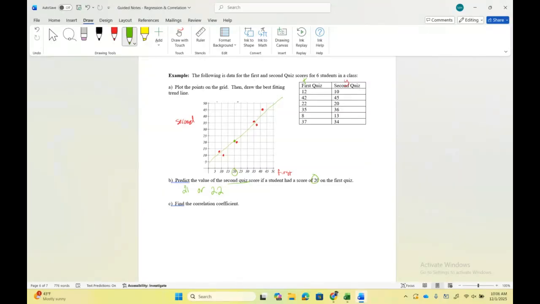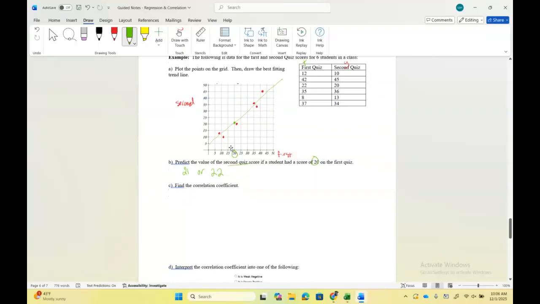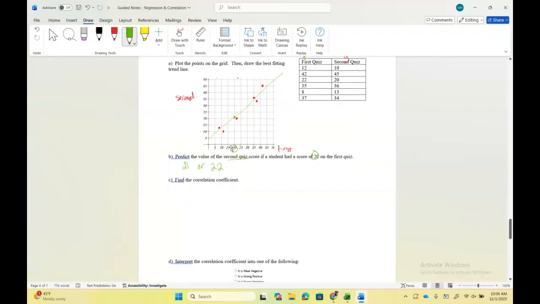Now I find our correlation coefficient. So here's that big value for R. Okay, so I'm just going to start a table. My X values. My Y values. All right, then I'm going to do X times Y. So I'm multiplying these two values together.